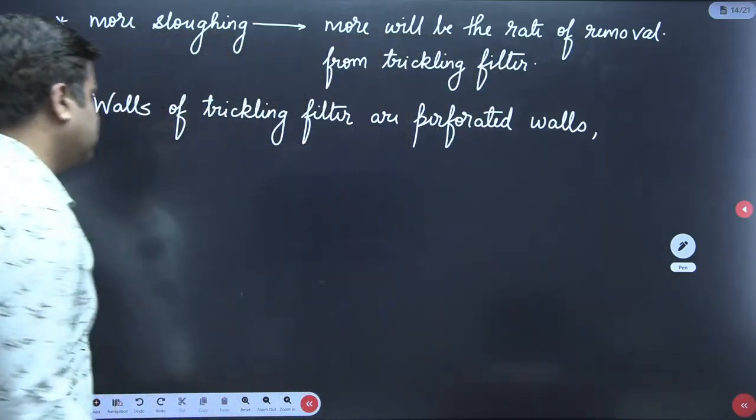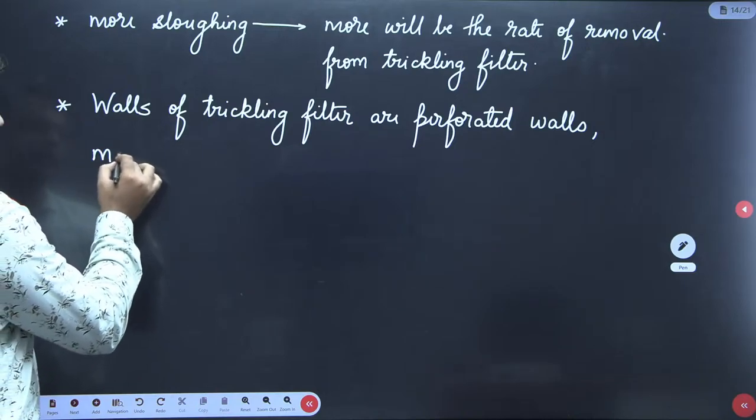Perforated walls making sufficient availability of oxygen throughout the entire depth of filter medium.